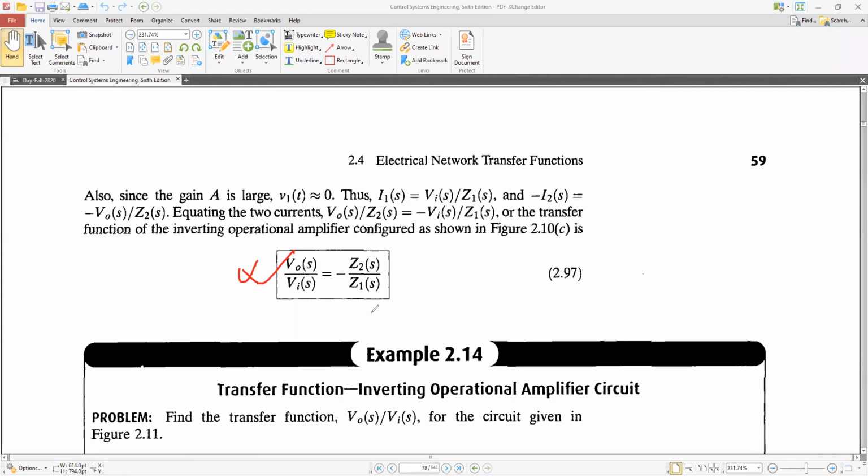That is the main thing. V naught by Vi is equal to minus Z2 by Z1. You need to remember this one. Minus Z2 by Z1. V naught by Vi is equal to minus Z2 by Z1.